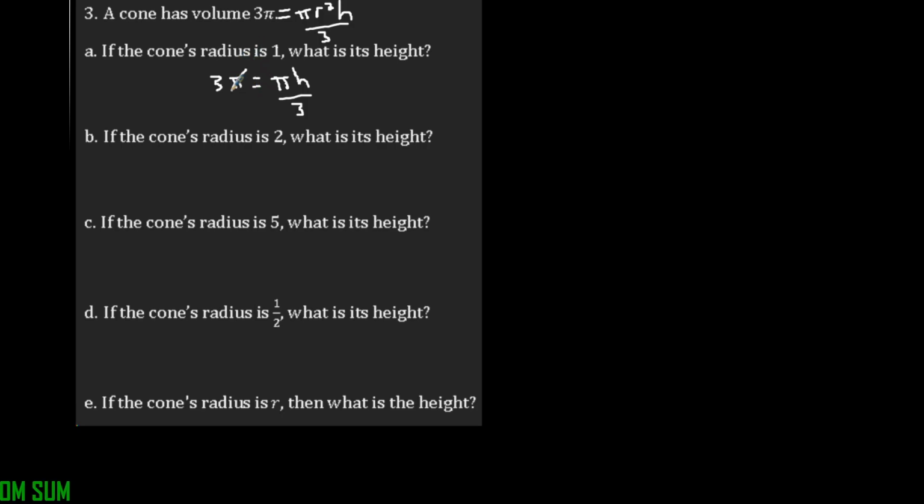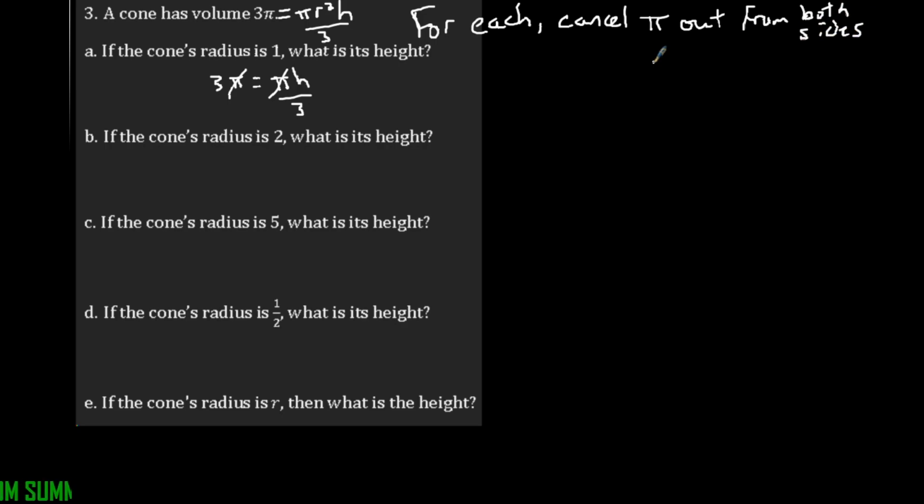For this one, I'm going to cancel out pi on both sides. Actually, let me write that down. For each, cancel pi out from both sides. So now we have h over 3 equals 3, so I have to divide both sides by 3, or sorry, multiply both sides by 3. And this is going to give me h equals 9.